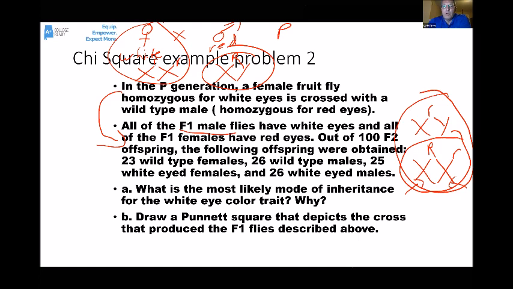All right, part B. Draw a Punnett square that depicts the cross that produced the F1 flies. Who are the parents of the F1s? A white-eyed female, red-eyed male. Yeah, the P generation, the original parents. So up here on the original parents, mom was X little r, X little r. That's our original mom. And I'm going to have to write this a little bit smaller so I have some space here.